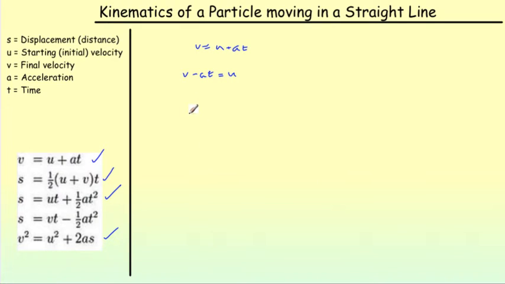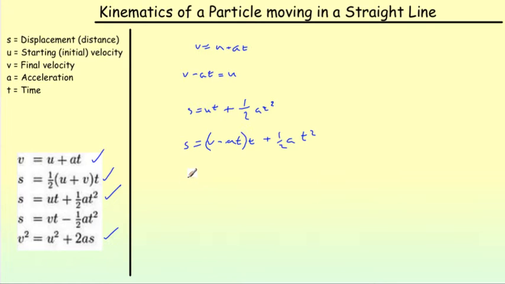So we'll start with S is equal to ut plus a half at squared. That's the equation we derived last. And now we're replacing the u here with v minus at. So what does that give us? S is equal to v minus at, and that's all multiplied by t, and then plus a half at squared at the end.